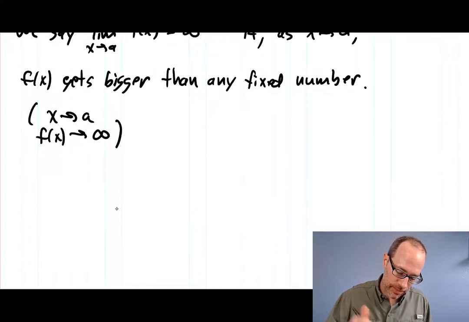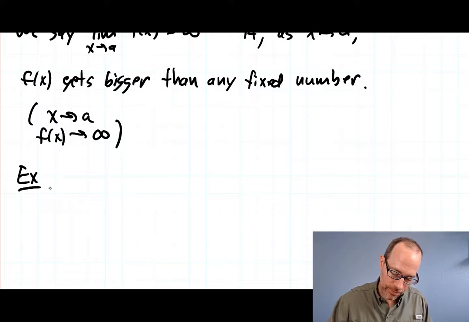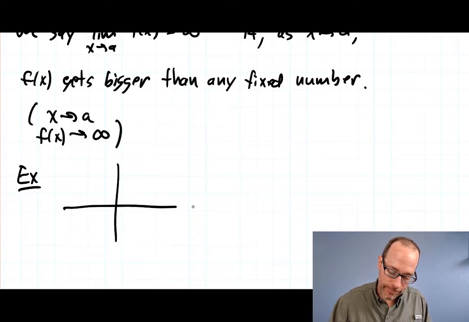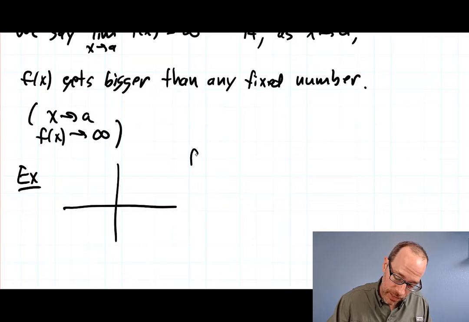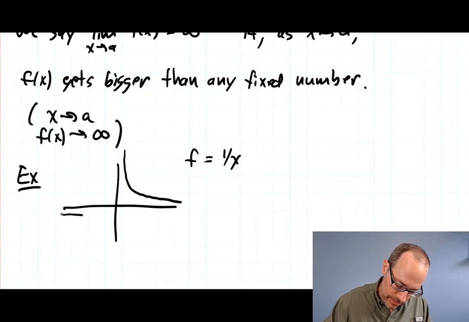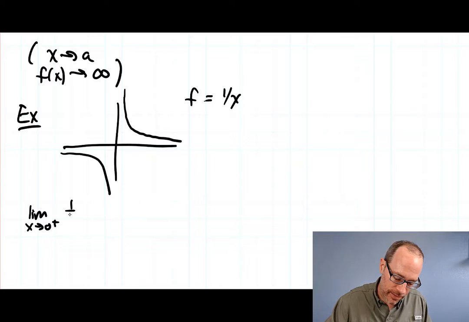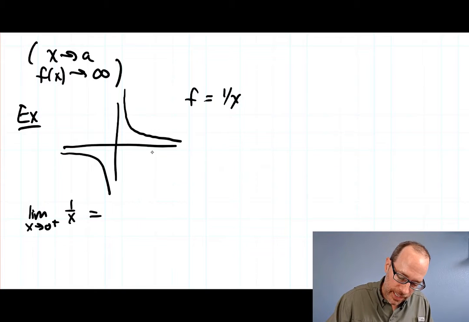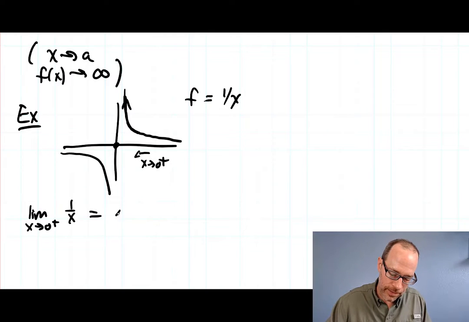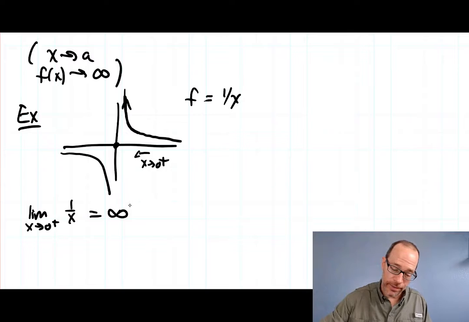Let's do an example here. And you can combine this with the right and left hand side. If you look at the function f equals 1 over x, its graph looks like this. Okay, and it's pretty clear that if you take the limit as x goes to 0 from the right side of 1 over x, as x heads towards 0 here, f of x will zip along this curve here and blow up to plus infinity. It just gets bigger and bigger and bigger.